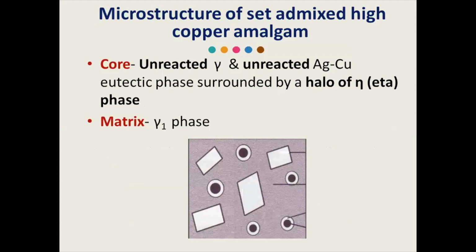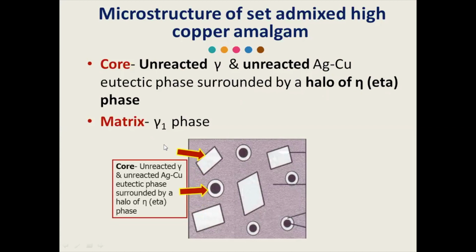So, moving to the microstructure of set admixed high copper amalgam. As we have seen in the low copper amalgam, the core was made by the unreacted gamma particles and the reaction was very simple. Now here there are two unreacted products, unreacted gamma and unreacted eutectic phase, silver copper, and the eutectic phase is surrounded by a halo of eta phase. So this will be your core: whatever is unreacted in the reaction. The matrix is the gamma 1 phase, because no gamma 2 phase is formed.